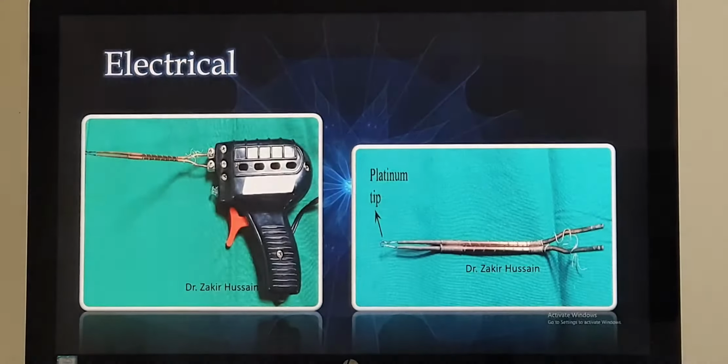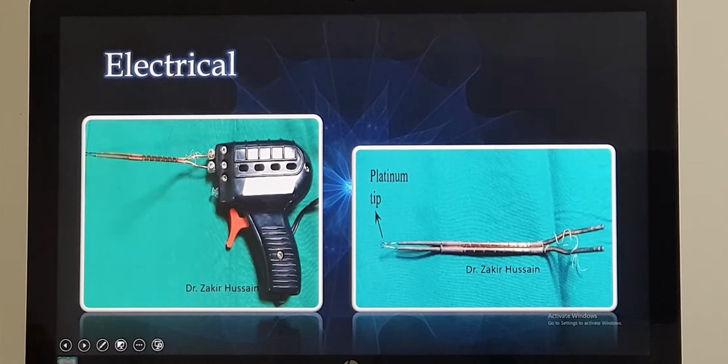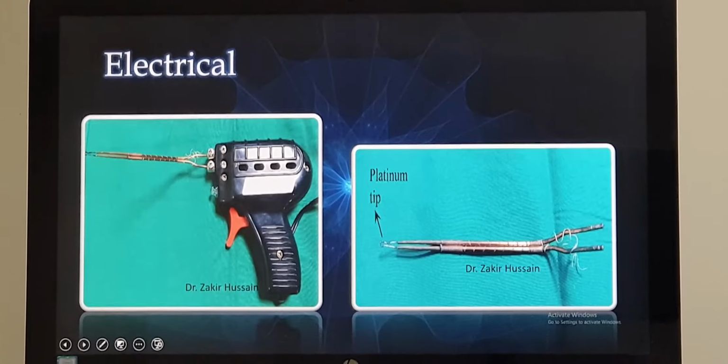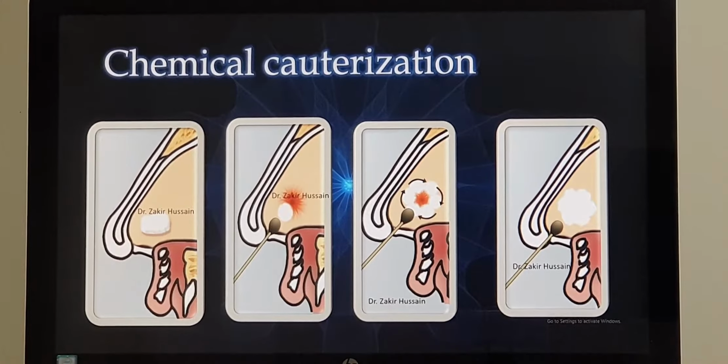The first one is electrical cautery, where we use this equipment, or any other equipment which we have locally. If you see the tip here, there is a platinum tip, and we touch that particular area at the necessary voltage, and we can cauterize that bleeding area. The second one is chemical cautery, and I will tell you mainly about silver nitrate cautery.